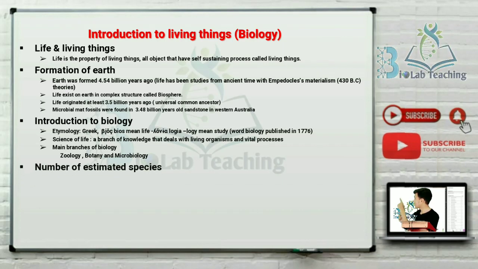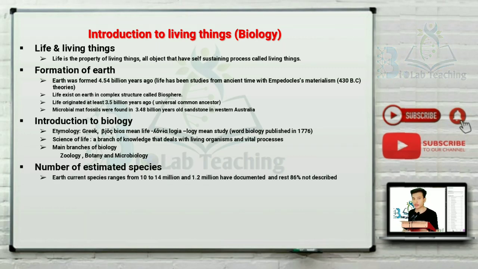Next is the number of estimated species. In this topic we talk about how many living things are found in the world, and what scientists say about the estimated amount. The current species range from 10 to 14 million, and only 2.5 million have been documented, and the remaining 86% have not. That means scientists just estimate an approximate value.